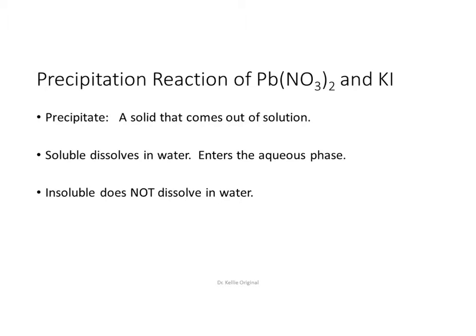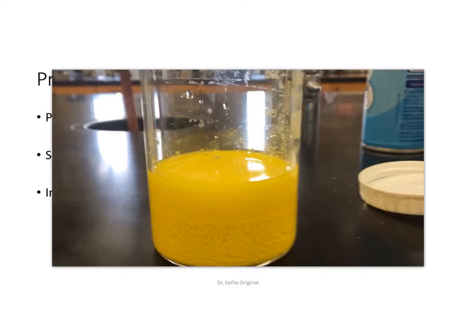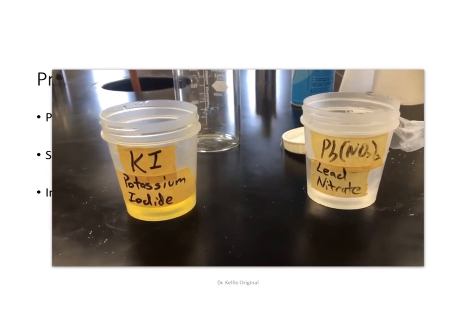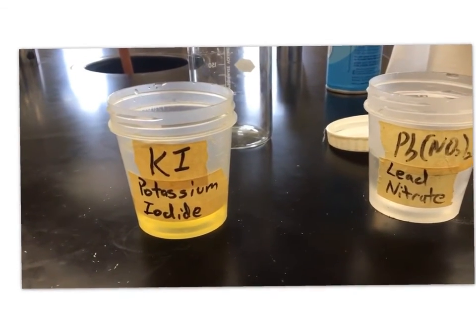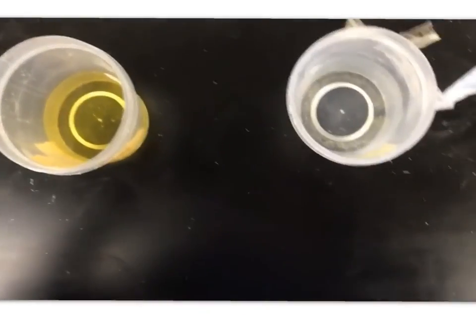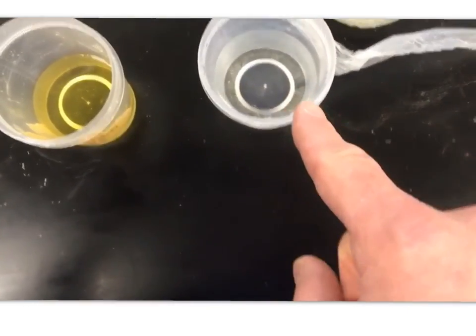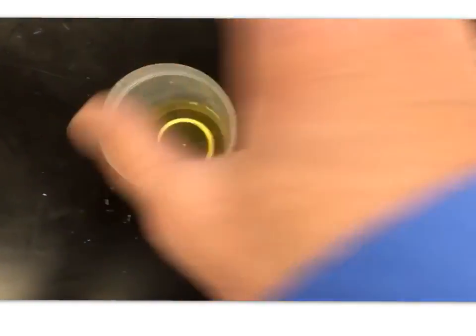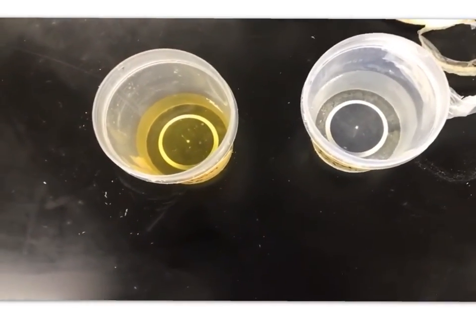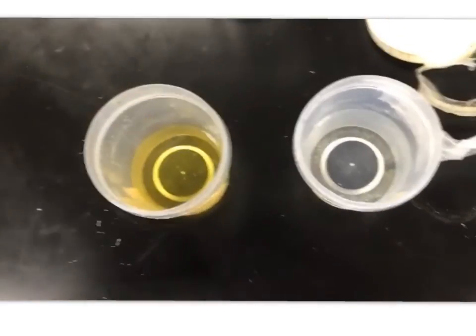Let's get things started by taking a look at the precipitation reaction of lead(II) nitrate with potassium iodide. Here's one of my favorite classic examples of a precipitation reaction. I have potassium iodide and I have lead(II) nitrate. If we look in, we can see that they're both liquids, no solids. My lead(II) nitrate is rather clear. My potassium iodide is also very clear. Kind of a yellowish tinge, but it's clear. You can see there's no particulate matter in it.